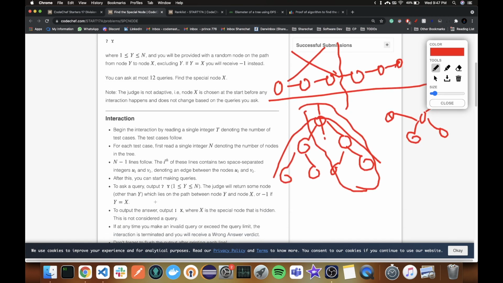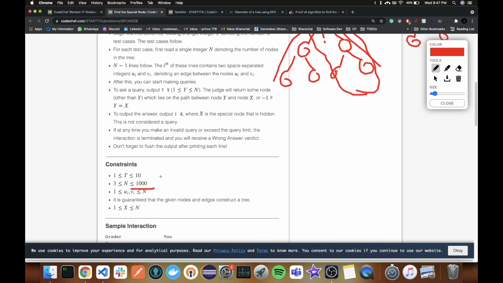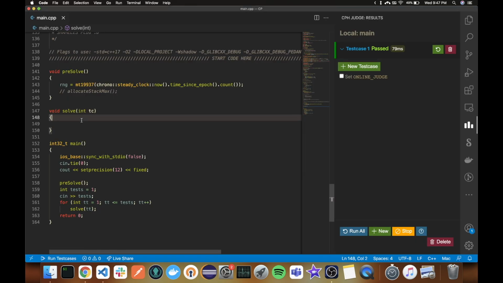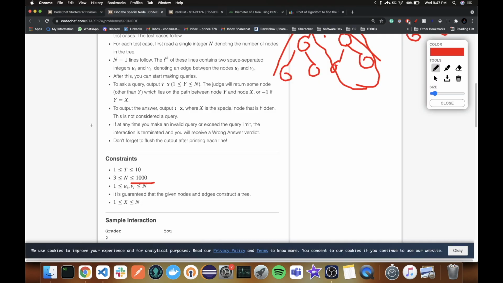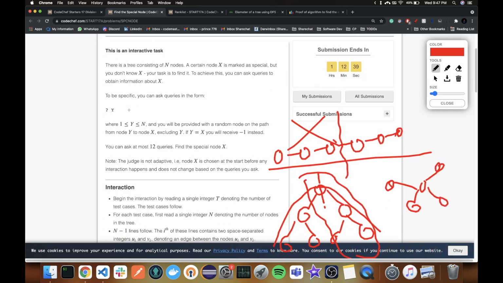So that's just my intuition. And also because n is 1000, so probably we want to find the diameter every time. Why diameter though? Isn't there anything else? Yeah, there isn't anything else.